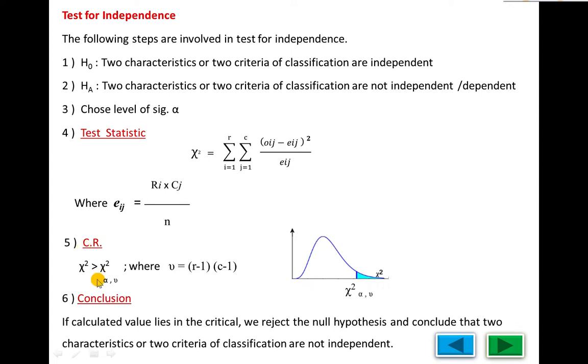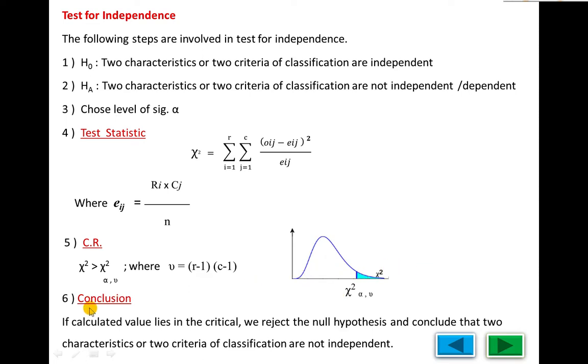Fifth step, critical region. In this we have only one type of critical region. In testing of hypothesis, you have used three types of critical regions, depending on the alternate hypothesis: less than, more than, or not equal to. But in this we have only greater than chi-square alpha, nu, where alpha is the level of significance and nu is the degree of freedom. The degree of freedom is different here: number of rows minus 1 multiplied by number of columns minus 1. This is the critical region, and this is the acceptance region.